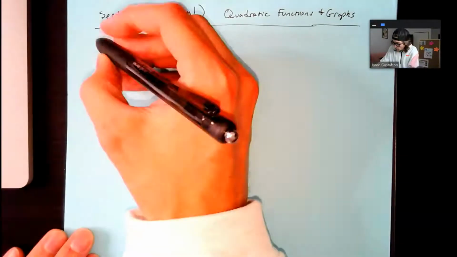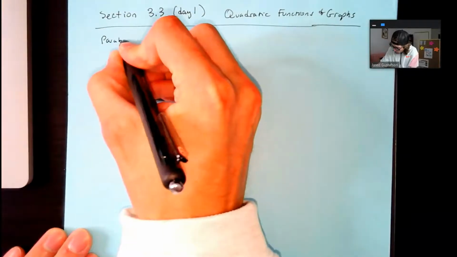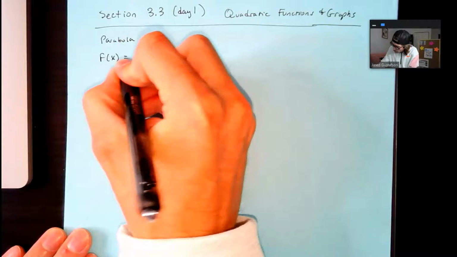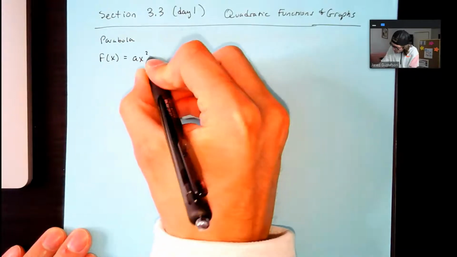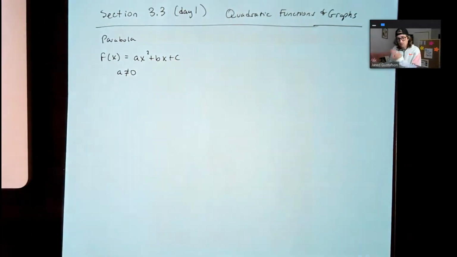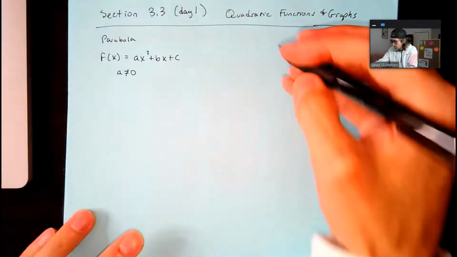So, the parabola. What does the function look like? Ax squared plus bx plus c, where a is not allowed to be 0, because if a is 0, we have a line.